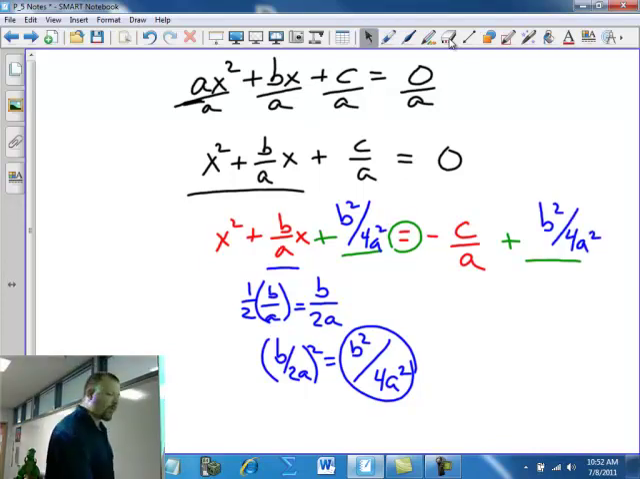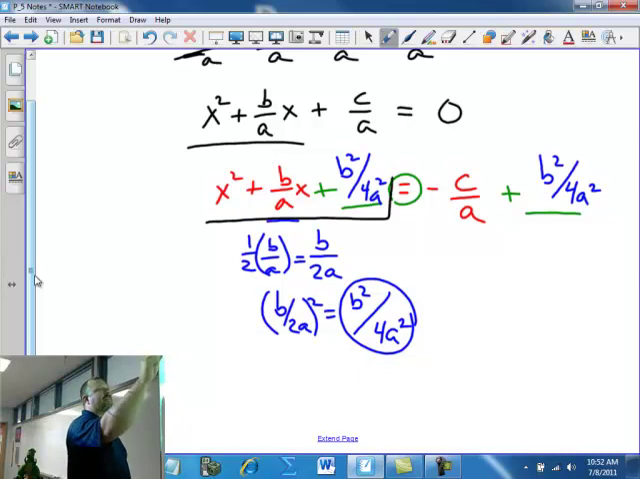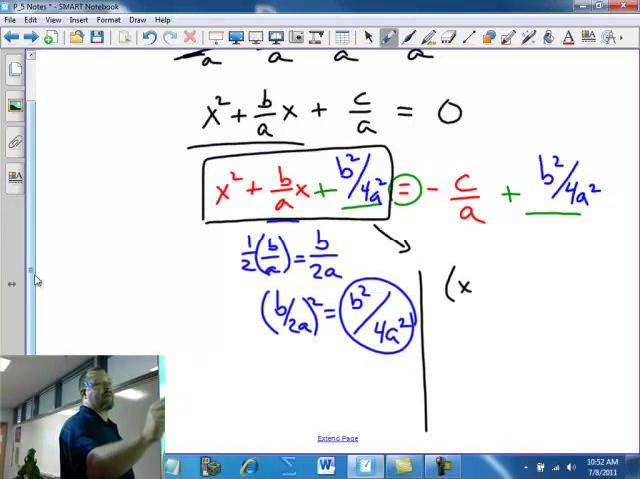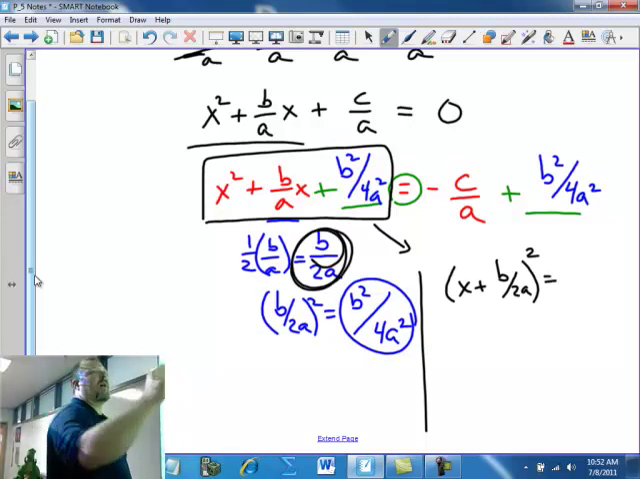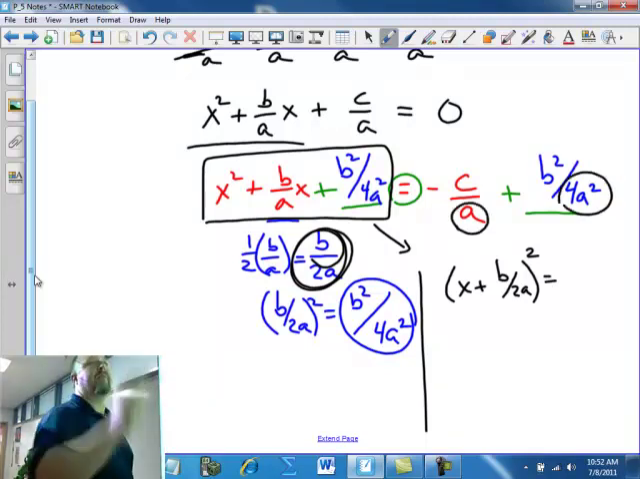All right, wasn't that incredibly impressive? Well, but what good did that do me? Well, now that I've completed the square, the left side of my equation is a perfect square. So now I can go this way, and I'm sorry for the mess, but we're going to end up with x plus b over 2a, that was this term right here, squared, that's the left side, equals this all added together.